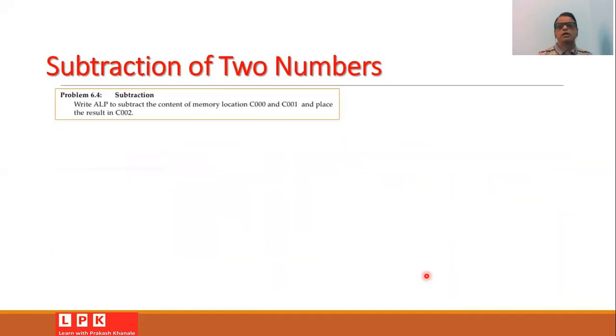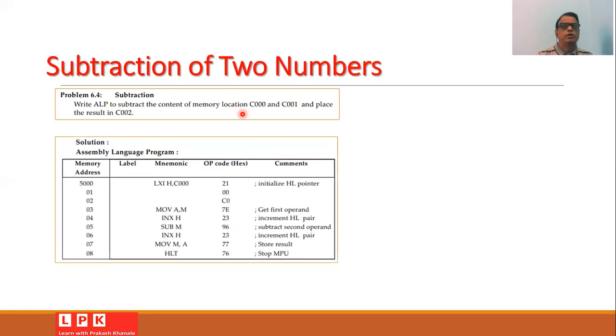Now let us go for another problem, subtraction of two numbers. Suppose now we want to write an assembly language program to subtract the content of the memory locations C000 and C001, and we want to place the result in another location C002. Now, if the program is simple, then it is not necessary to write the flowchart. You can directly write an assembly language program.